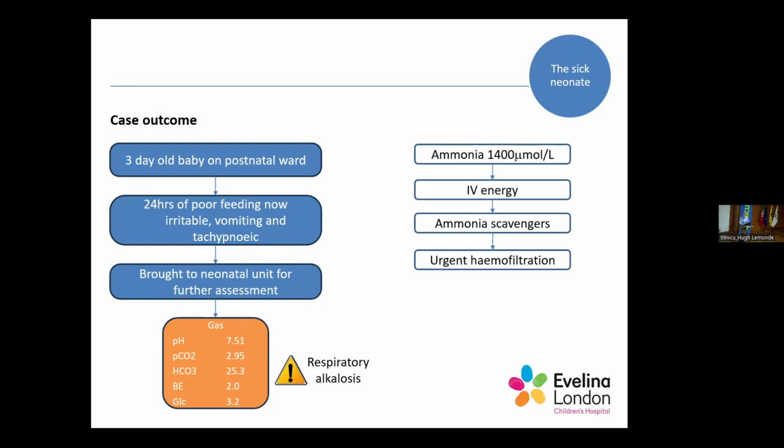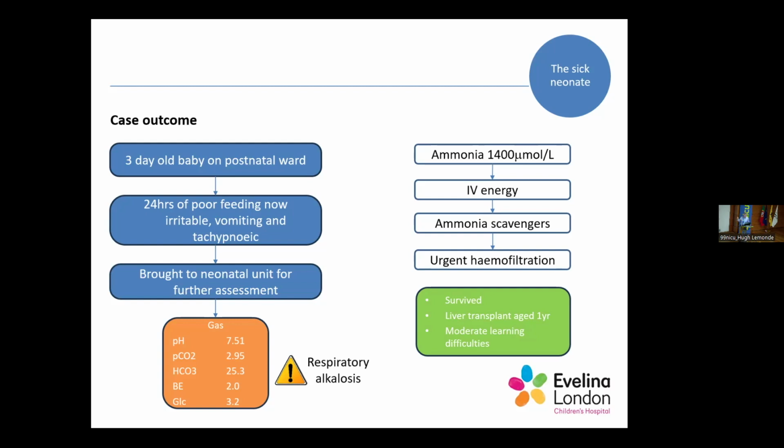And this is a little boy who turned out to have our most common urea cycle defect, OTC deficiency. His outcome was actually pretty good. He survived the initial high ammonia. He went on to develop relatively well. He did have some mild learning difficulties, and he ended up getting a liver transplant to treat his OTC at the age of 1 year.